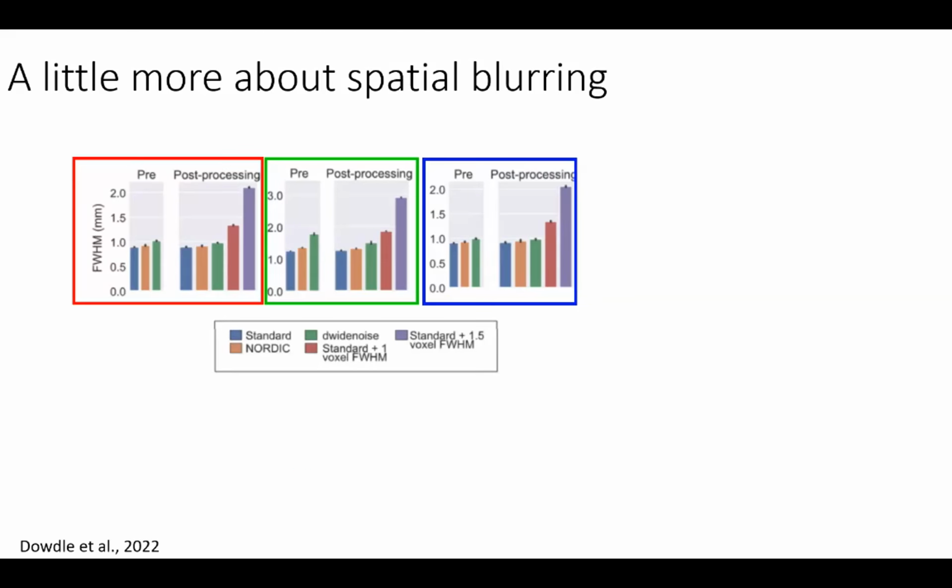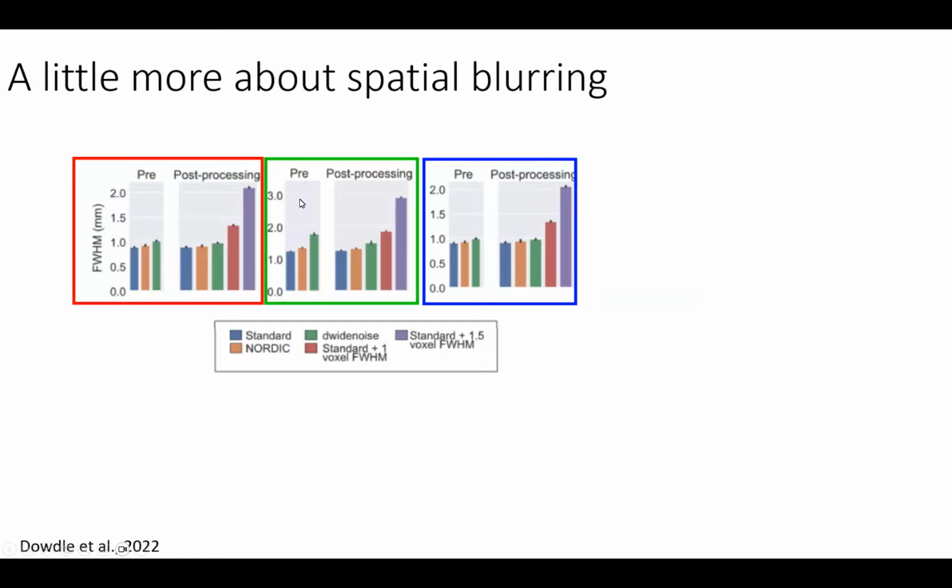As you can tell, I'm talking a lot about spatial blurring. I feel very strongly about this. I care a lot about this. This is again work by Logan Dowdle. So we published this paper in NeuroImage last year, and it looks at a more in-depth validation of the impact of Nordic on several data sets across different resolutions and paradigms and so forth.